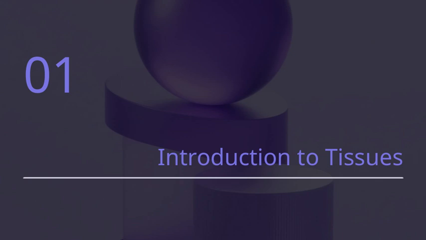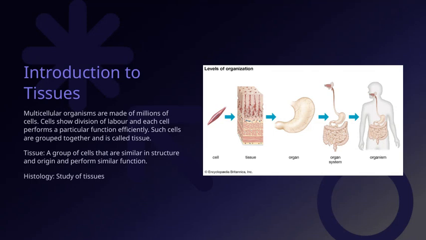Throughout this presentation, we'll see how different types of tissues contribute to various bodily functions and how their structure relates to their role. Recognizing these connections helps us appreciate the complexity and elegance of our biological design. So, as we move forward, keep in mind that tissues are the key to understanding how the human body functions as a whole. Today, we're going to explore the fascinating world of tissues.